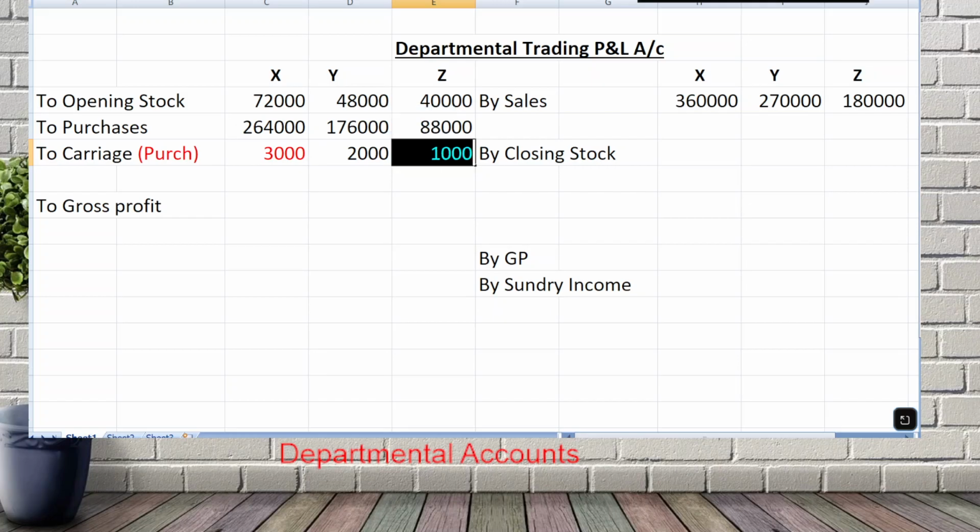Any other expenses that will come in the trading account? Then closing stock. What is the closing stock value? 35,000 and 42,000. Tally this, you will get which one? Gross profit.